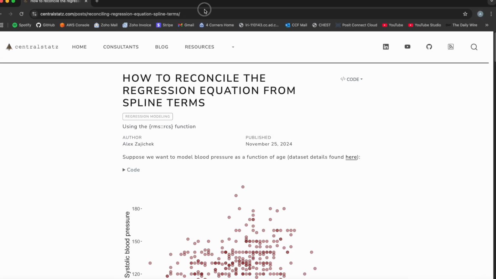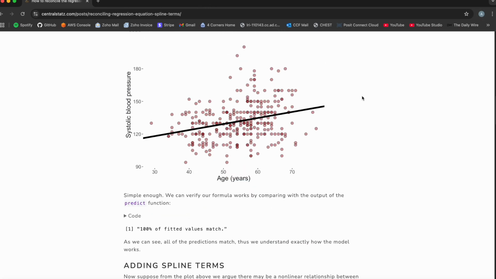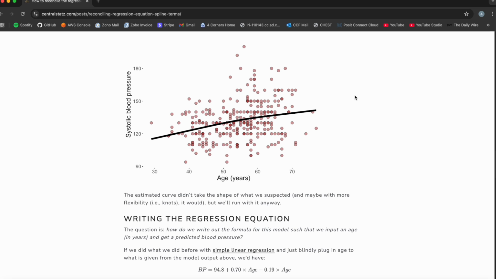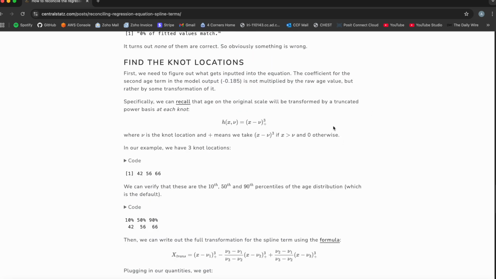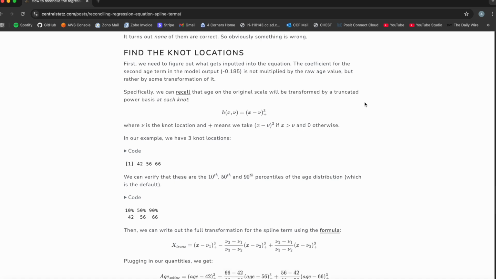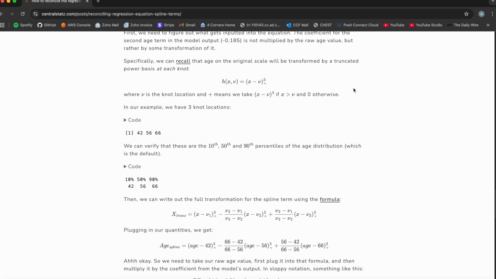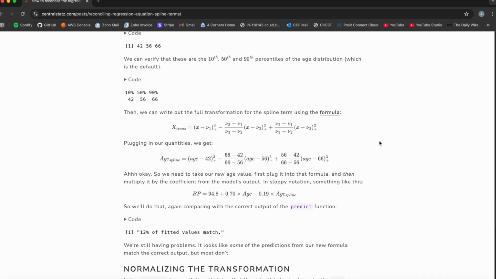If we look at the blog post and kind of write this out more explicitly, we have to use these knot locations in what's called a truncated power basis at each knot, which is basically just using this formula where we take the difference between the input value age minus the knot value and cube it. If it's greater than 0, that's the value you use, otherwise you use 0. And you do that at each knot location to come up with some sort of transformation.